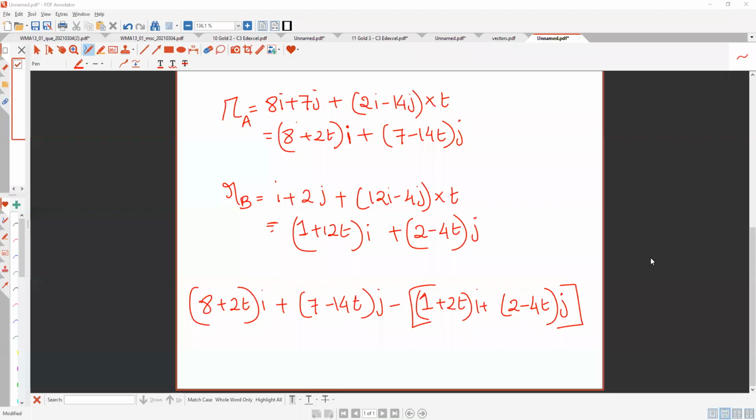Okay, you guys started minusing it by the way, subtract করছো তোমরা? So can I do 8i plus 2ti minus, দেখো এখানে i এর জায়গায় তোমার কি আছে 1i minus 2ti, ঠিক আছে? তারপর let's go with the j: 7j minus 14tj minus 2j plus 4tj.